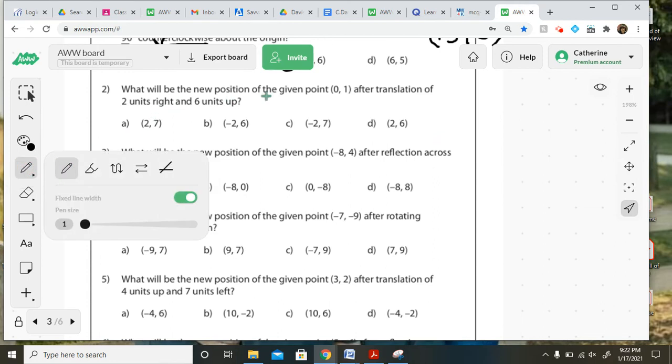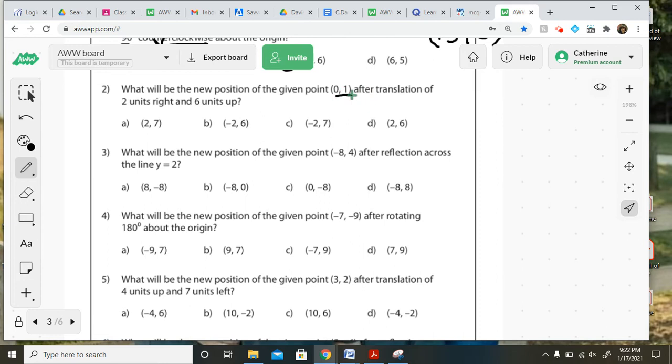Number 2, what will be the new position of the given point 0, 1 after translation of 2 units to the right, 6 units up? So x goes left and right, and when we go to the right, we add. So this is 0 plus 2. 6 units up. When we go up, we add. So this will come to 2, 7, and they're both positive, and A would be my answer.